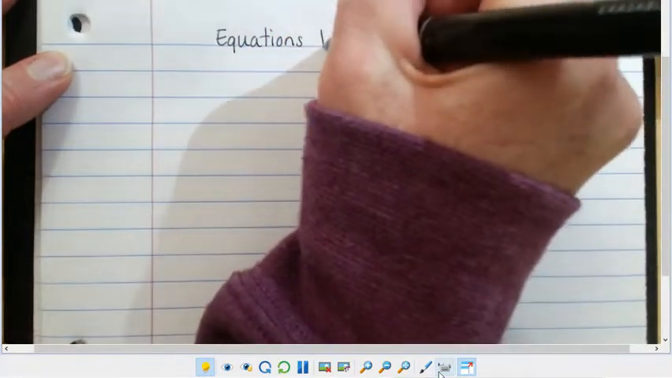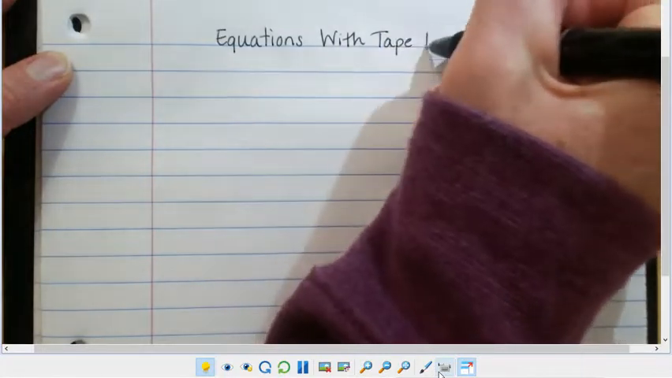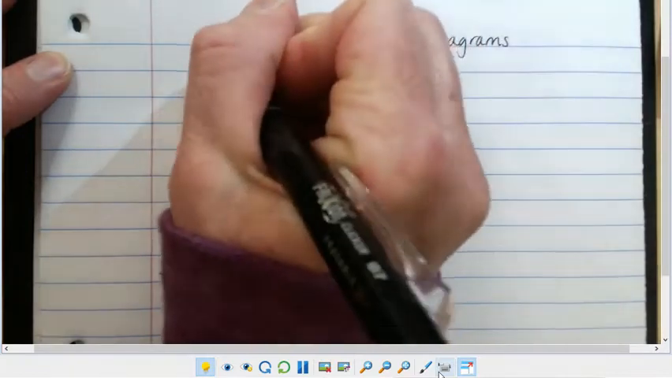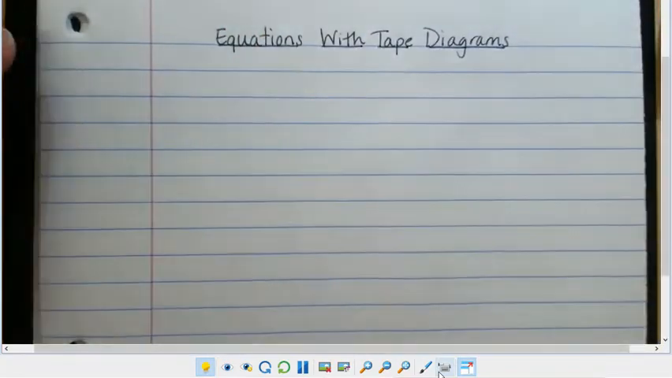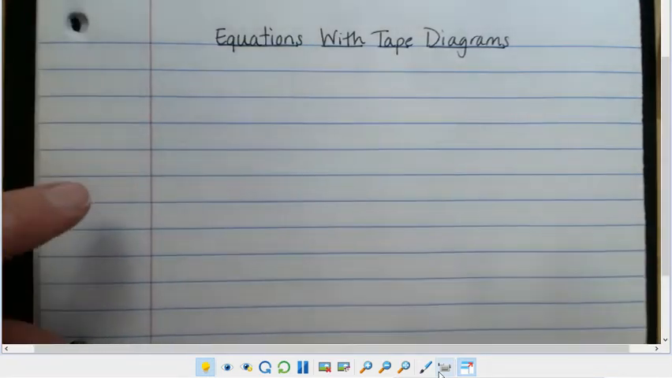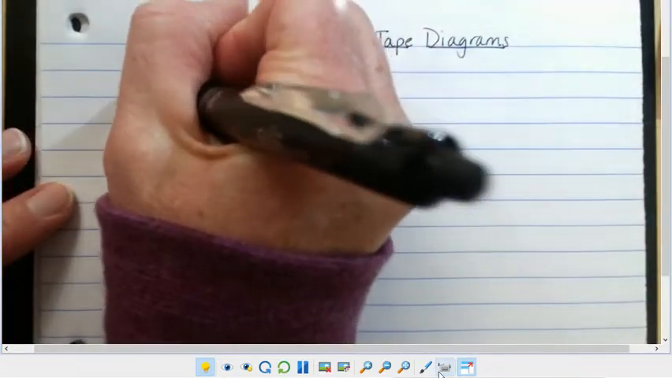So equations with tape diagrams. And this will eventually help us when we get into word problems, kind of sorting through the word problem and figuring out which information we need and where it belongs. So there are two different types of tape diagrams that we draw.